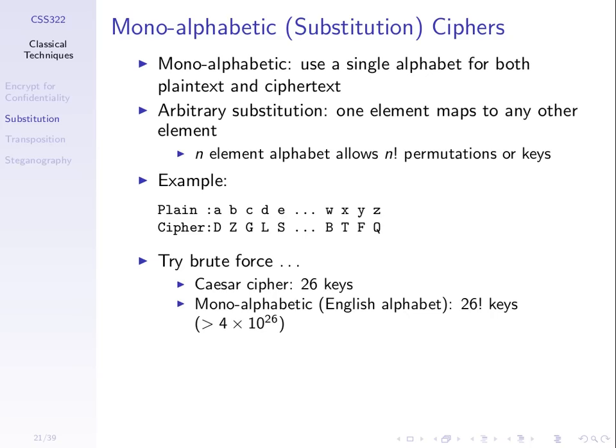I can choose a key where A maps to some other letter and B maps to some other letter, with the condition being that each input letter must map to a unique output letter. We cannot have two letters mapped to the same ciphertext value, A to D and B to D, because then when we decrypt, we wouldn't know which value to decrypt to.